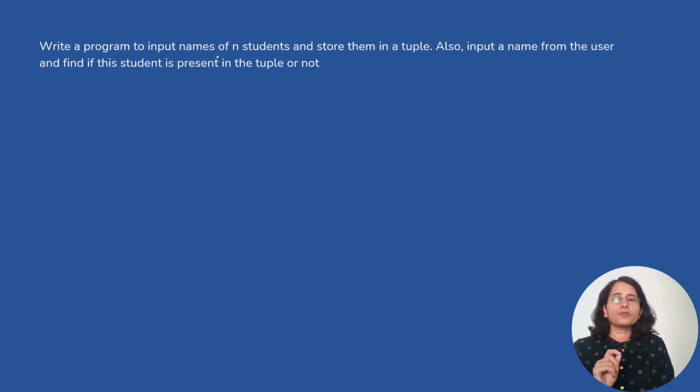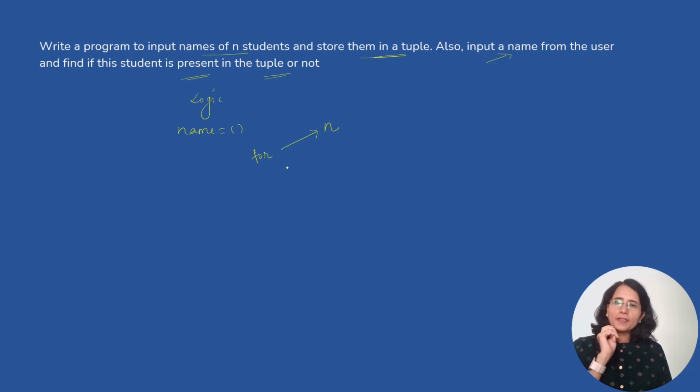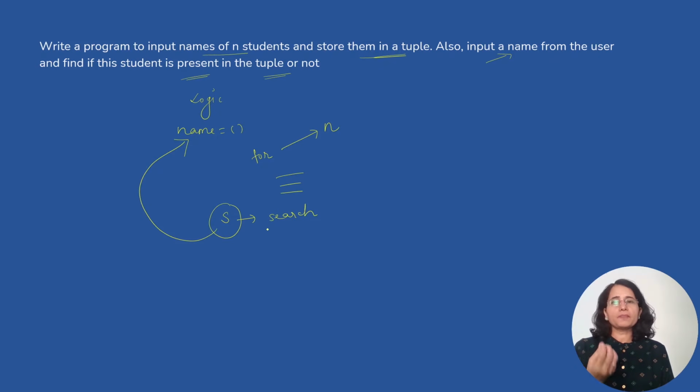Let's write one more program. In this program, we have to take the names of n students and then store them in the tuple, and then we have to ask for one name from the user, and we have to check whether it is present in the tuple or not. So let's try to understand the logic of this program. First of all, we will create one empty tuple. After that, we will take the number of students, and using a for loop, we will take the names of n number of students. Then we will enter the name of the student which we have to search in the tuple. Then we will compare this name with the elements of the tuple. If we get it, then we can print that this name exists in the tuple. Otherwise, we can print the message that this student doesn't exist in the tuple.